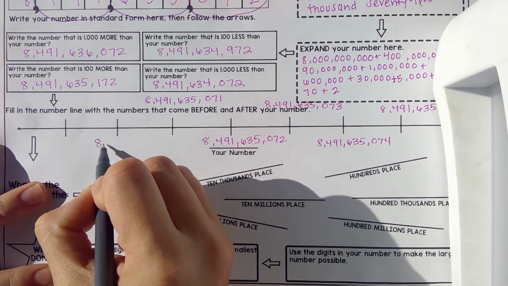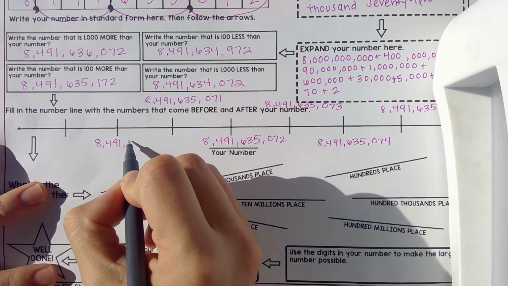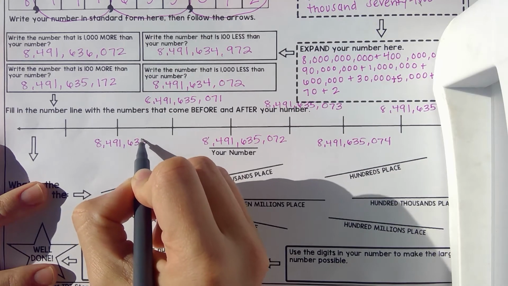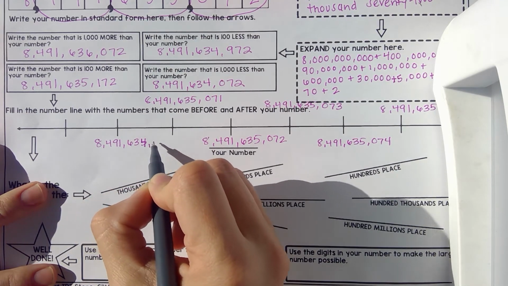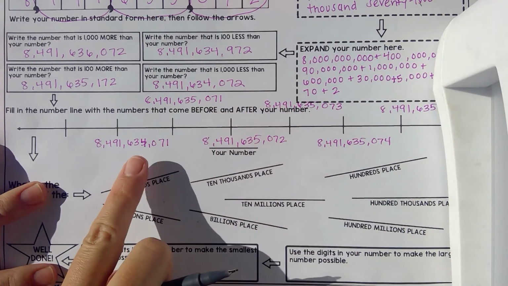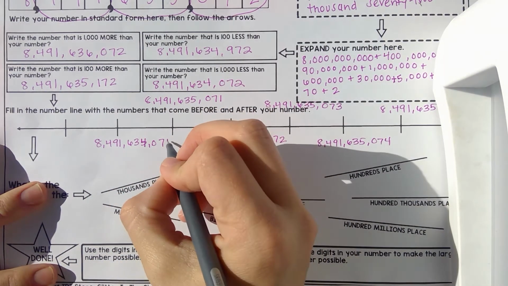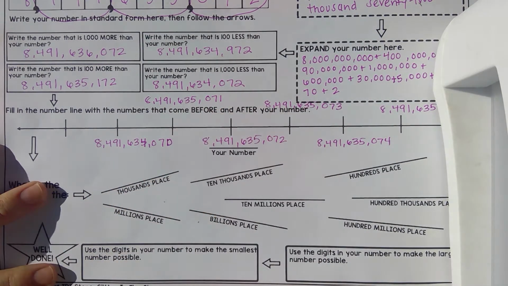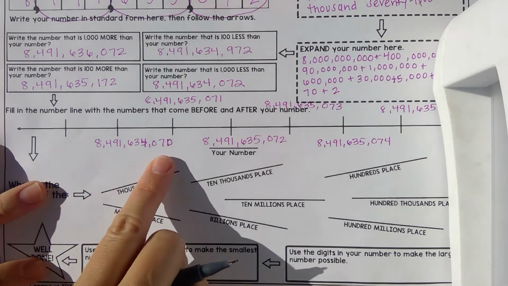Coming down, 1 less than 1 would be 0. So that would actually be 8,491,634,071. Ooh, that was 71. So this would actually be 70. Ooh, so many numbers. All right, and then 1 less than that.